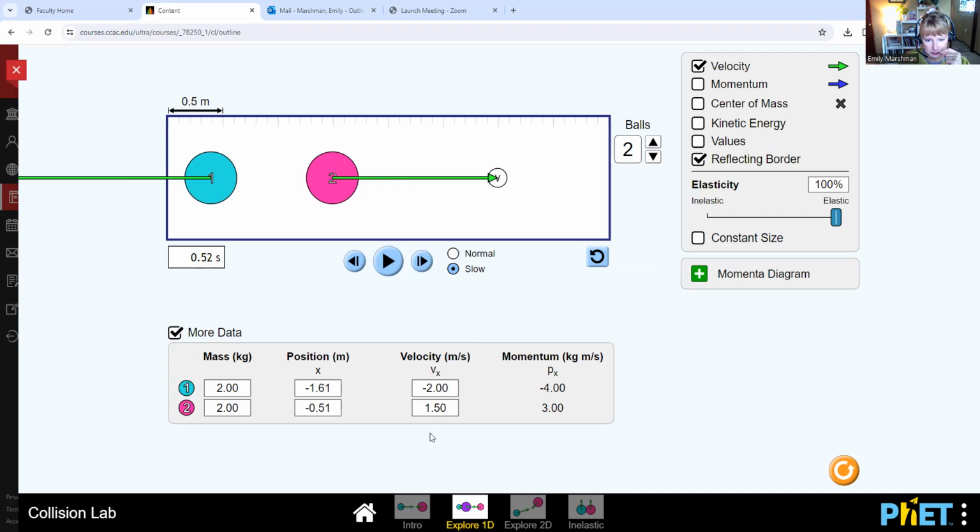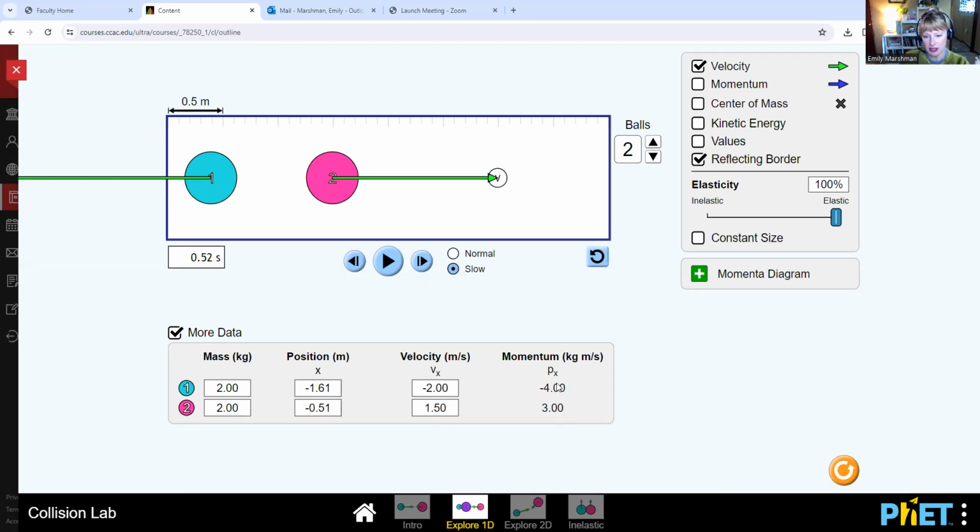Notice that the little table down here is now showing that mass 1, its velocity is now -2, right? It was moving to the right at 1.5 meters per second. It collided with mass 2, and now it bounced and it's going the other way. So its velocity changed directions, and its velocity is now -2. Mass 2, again, it collided with mass 1, and it was going -2 meters per second before, and then it bounced off, and now it's going positive 1.5 meters per second.